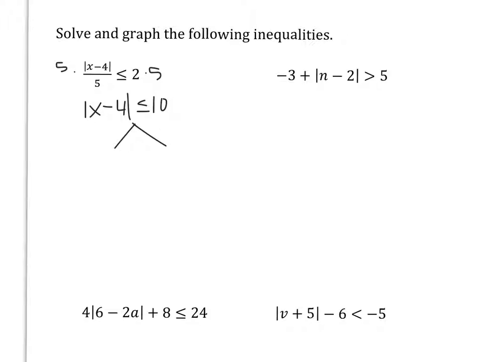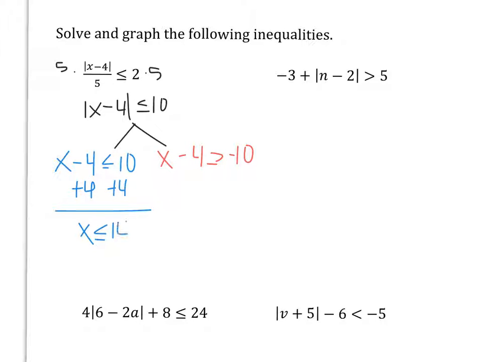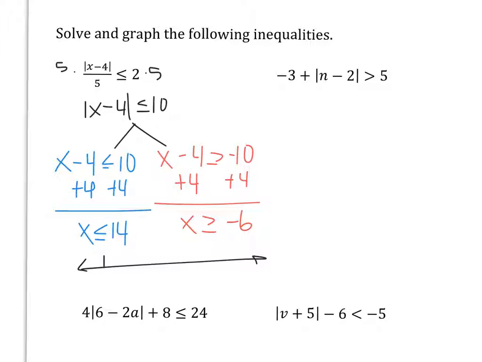The first case is as I see it, and the second case is I flip the inequality and change the sign. So nothing too new there, but we first had to isolate our absolute value before we could write our two inequality statements. So I'll add 4 and get x is less than or equal to 14. And over here I'll add 4 and get x is greater than or equal to negative 6. And then I'll write my inequality, or get my graph. I'll put just a few values on my number line here.